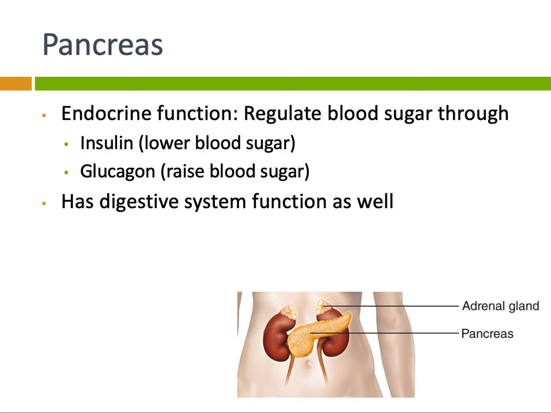Next, we have the pancreas. The pancreas has a digestive system function. We'll talk about that with the digestive system. But in terms of its endocrine system function, its job is to regulate blood sugar. So it can regulate blood sugar through the use of two hormones. It's going to use insulin to lower the blood sugar or glucagon to raise the blood sugar.